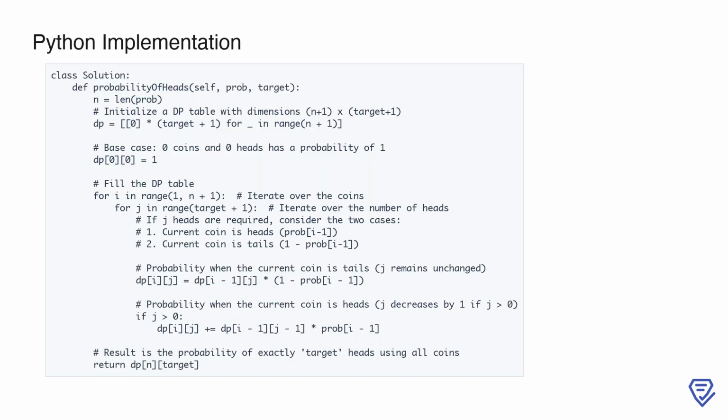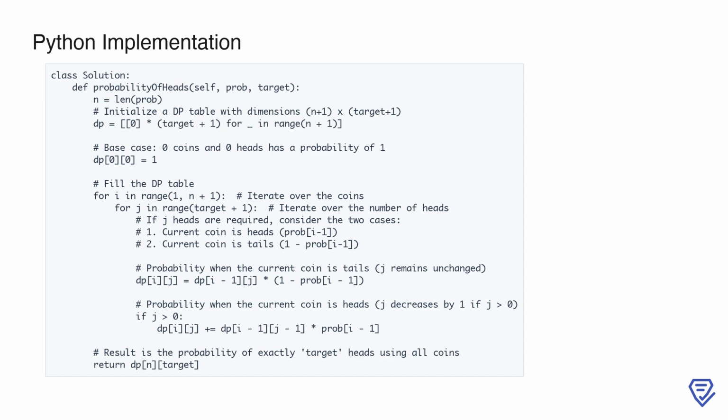This solution uses dynamic programming to solve the problem of calculating the probability of obtaining exactly target heads when tossing n coins, each with a unique probability of landing heads. Explanation. 1. Initialization. The DP table is a 2D list where dp[i][j] represents the probability of getting exactly j heads when considering the first i coins. The table is initialized to zeros, except for the base case dp[0][0] equals 1, which signifies that with 0 coins, the probability of 0 heads is 1.